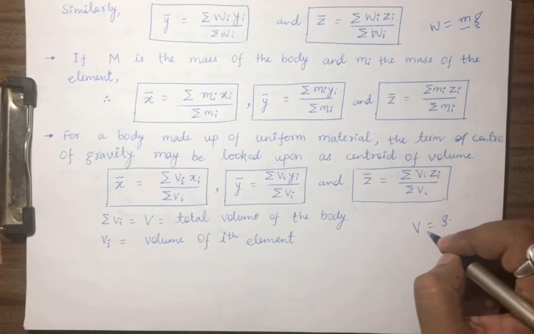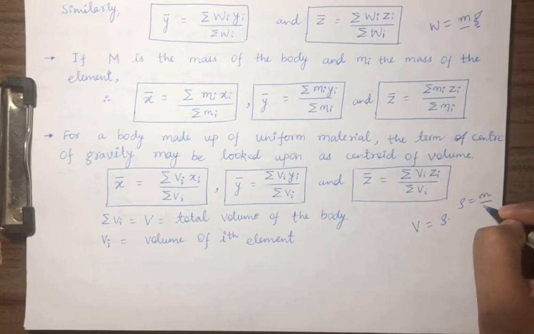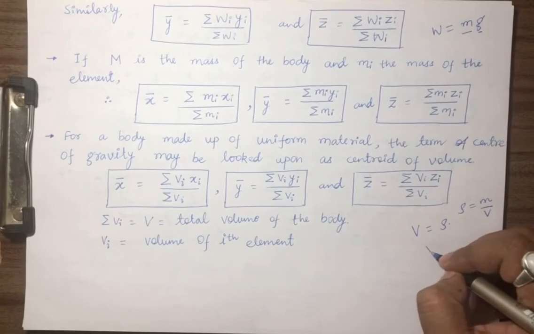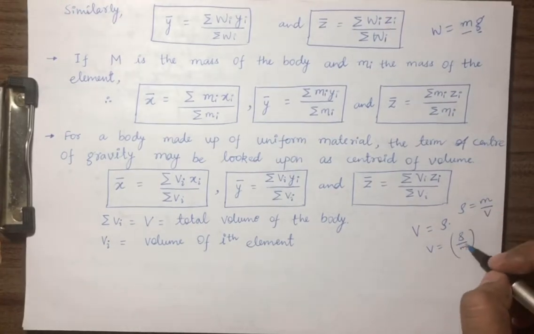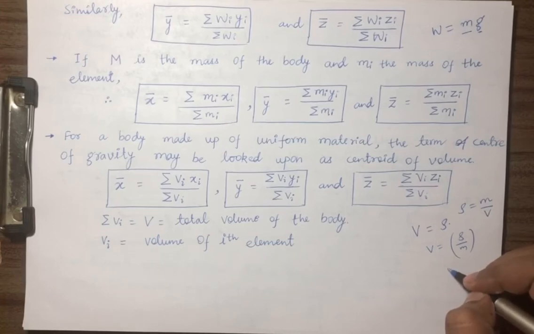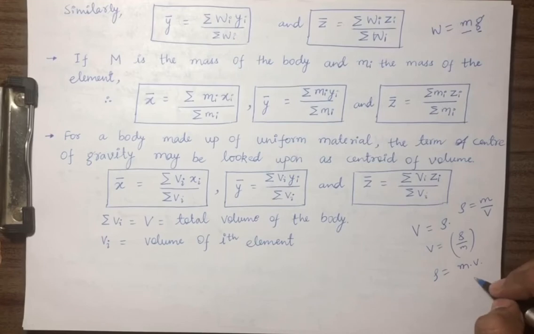Density is equal to mass upon volume, so volume will be mass upon rho, and mass is rho into volume. Weight is equal to gamma into volume.